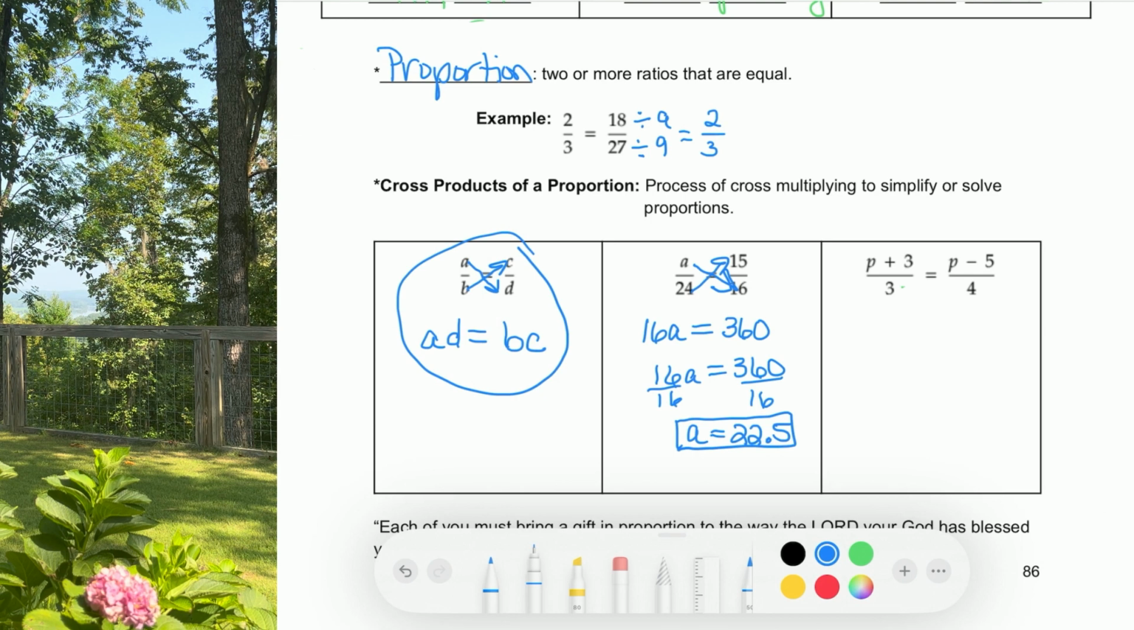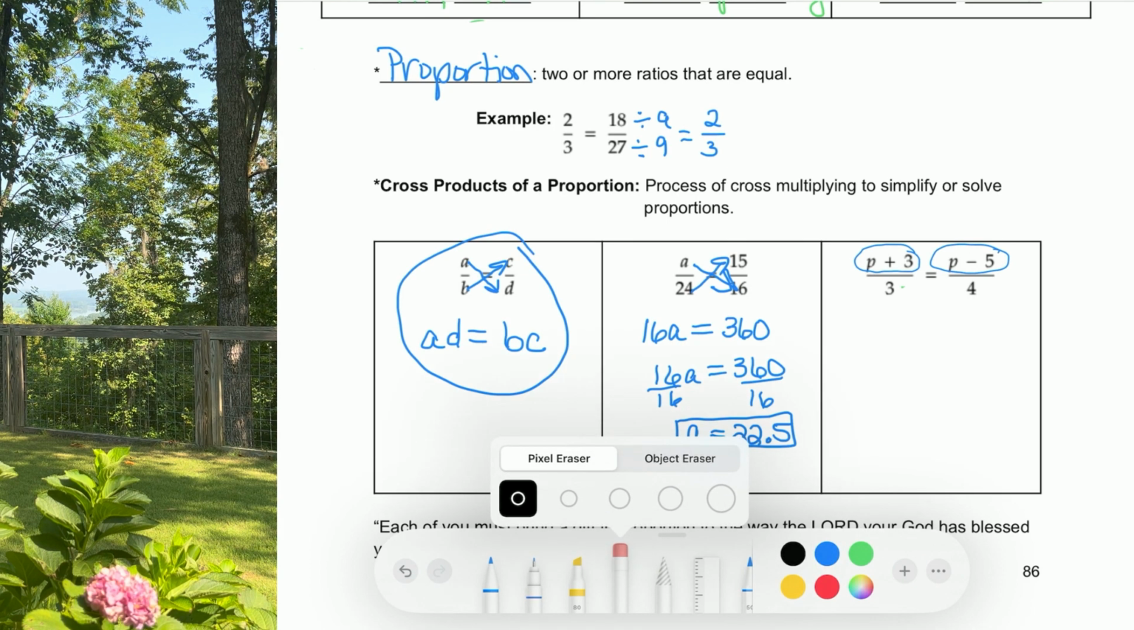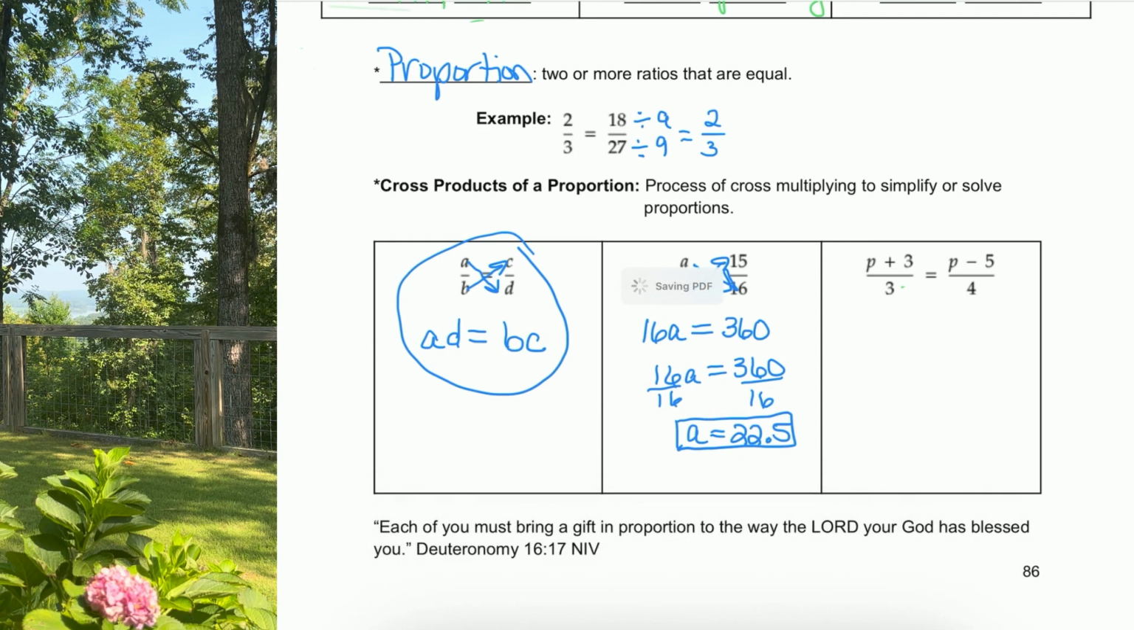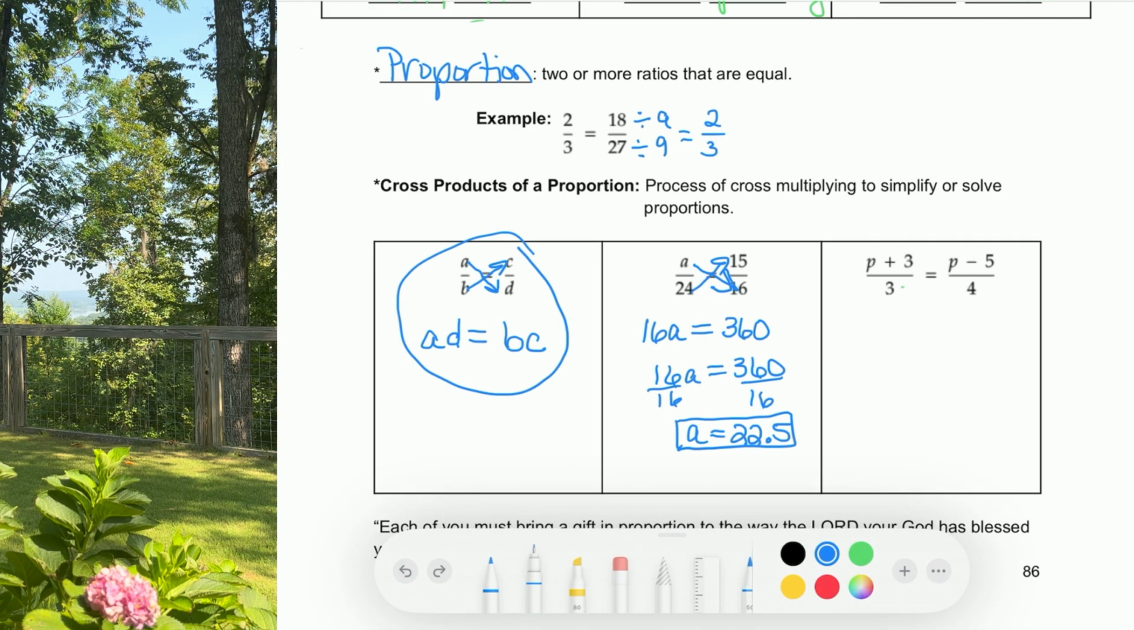P plus 3 over 3 equals P minus 5 over 4. Looks slightly different, right? We've got more going on in these numerators than we did in the previous problems. But that's okay. We're still going to cross multiply. So I'm going to draw my arrows. And I'm going to set it up in a particular way.